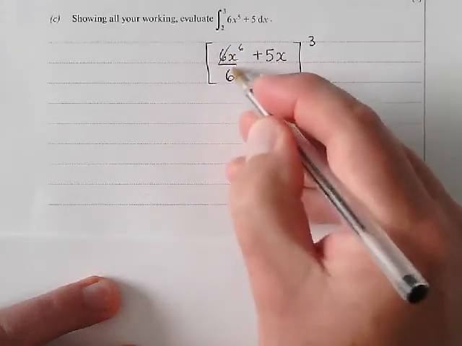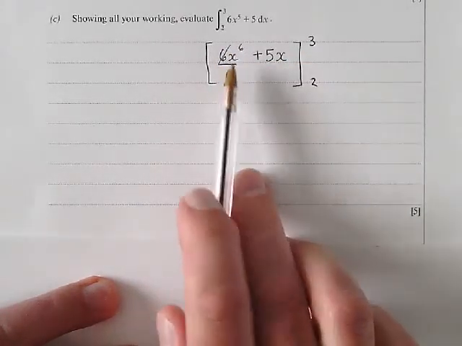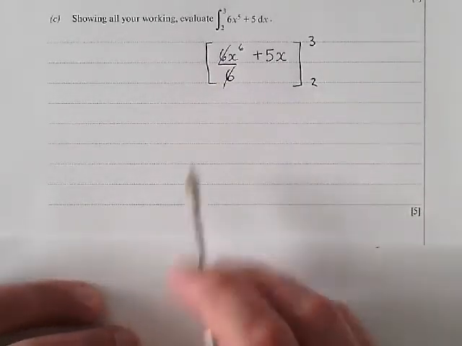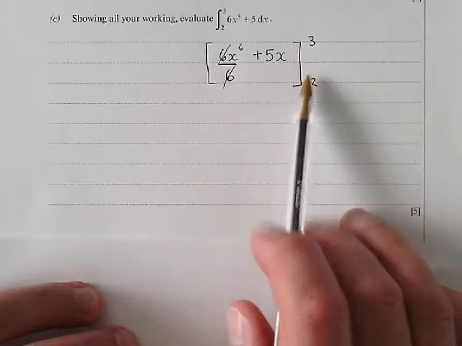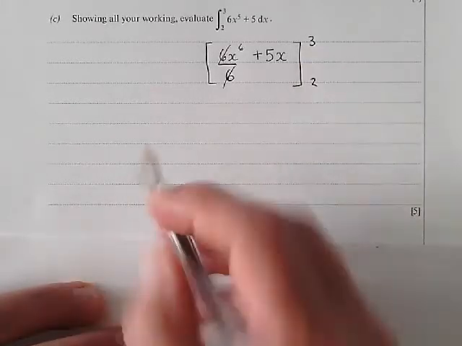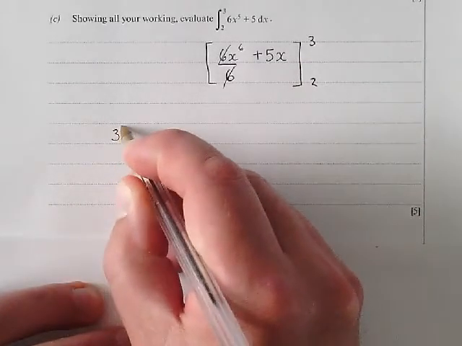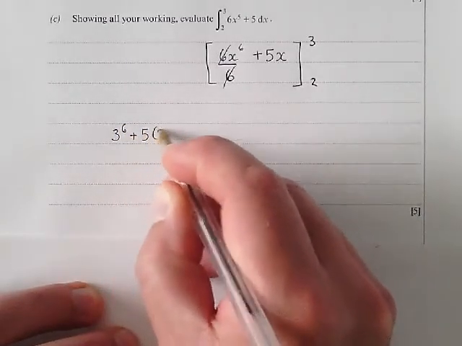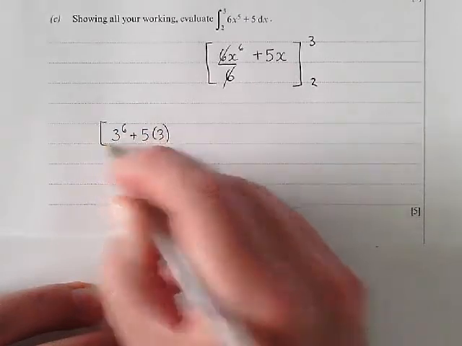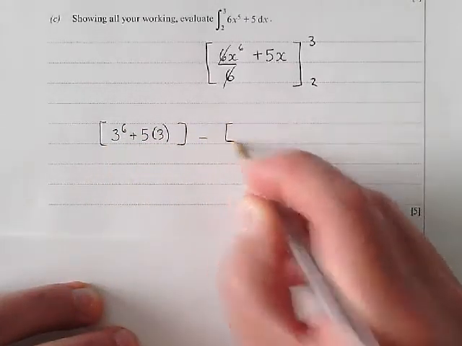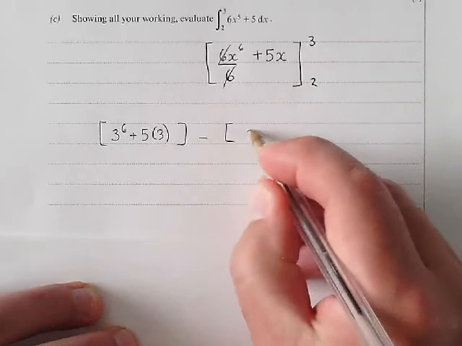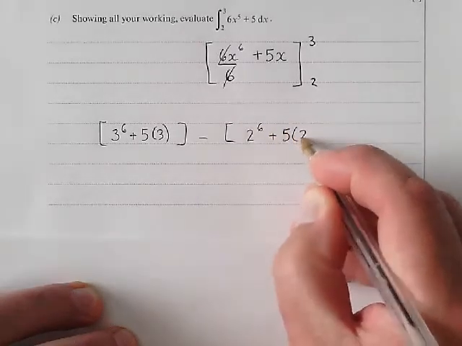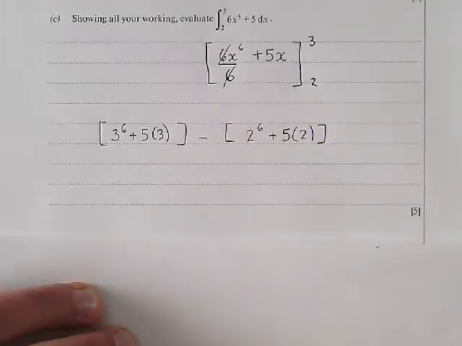Now the 6's cancel out here, so our value here is just going to be x to the power 6. So what we've got to do with the definite integral is we've got to substitute the top number in, so it's going to be 3 to the power 6 plus 5 3's, and then we are going to subtract, and we substitute the second number in, so it's 2 to the power 6 plus 5 lots of 2.